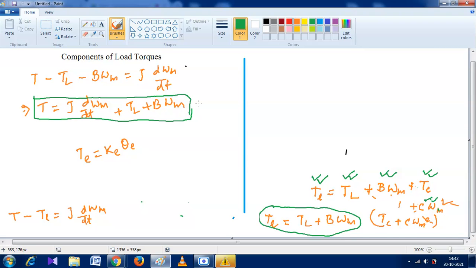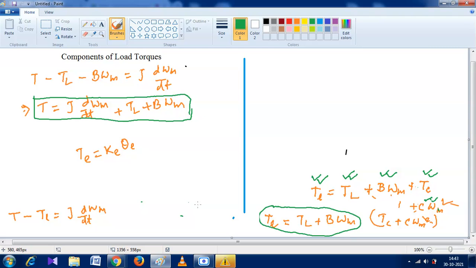And if there is a coupling between the load and the motor, then there is an additional torque present, which is called coupling torque, and which is proportional to the angle of coupling. The coupling torque is not always present. When we use a coupling, at that time this torque will be present.